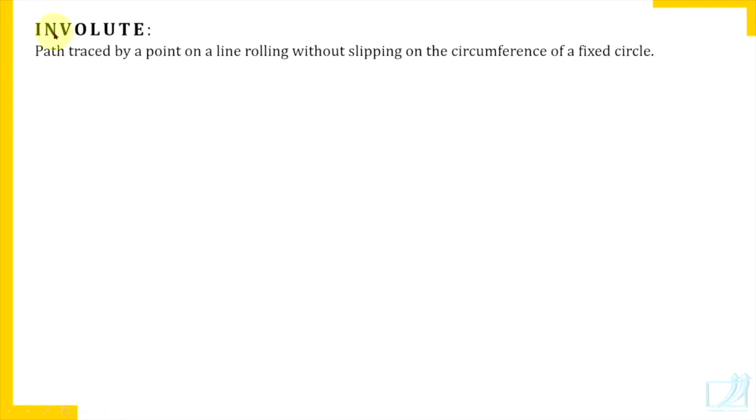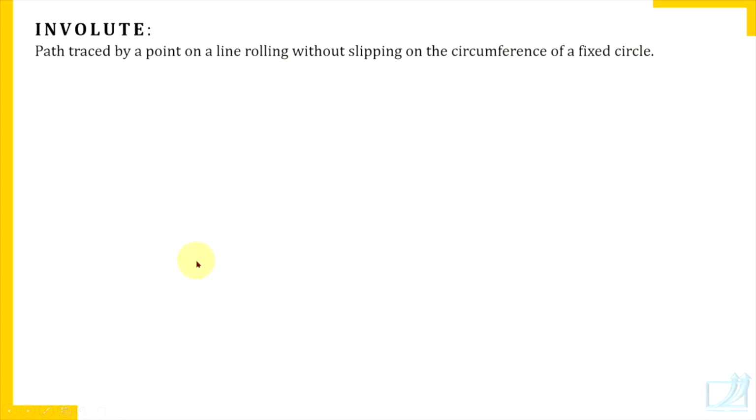So what exactly is the curve involute? It is the path traced by a point on a line rolling without slipping on the circumference of a fixed circle. If you remember, in an earlier video on curves, we studied construction of a cycloid. In case of a cycloid, the circle rolls and the line remains fixed. In case of an involute, it's exactly opposite. Here the line rolls and the circle is fixed.